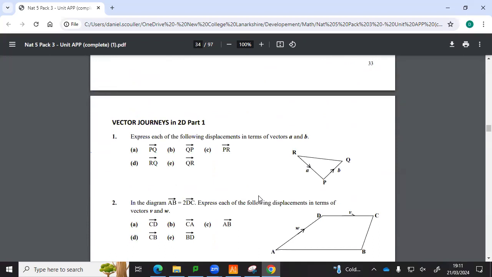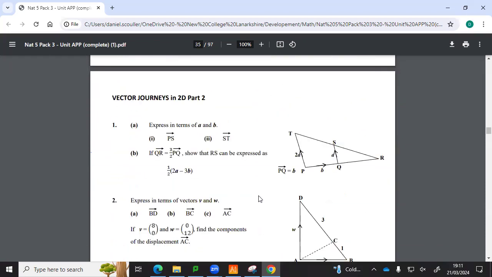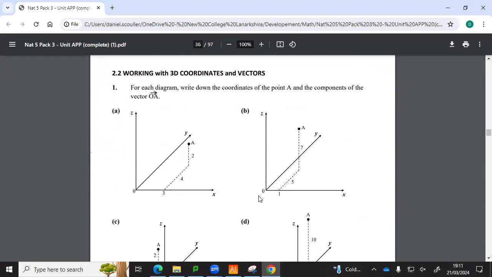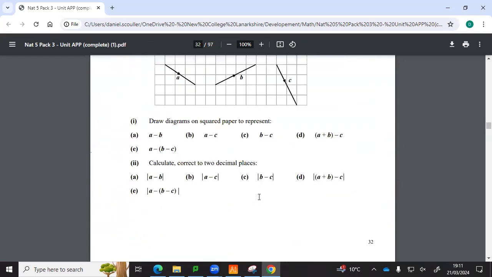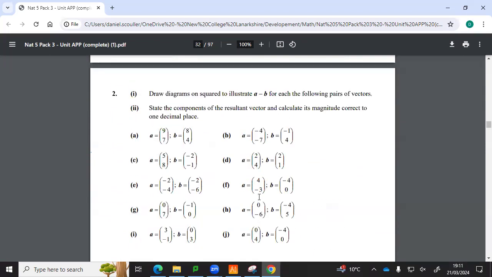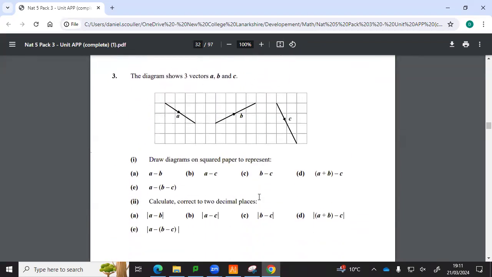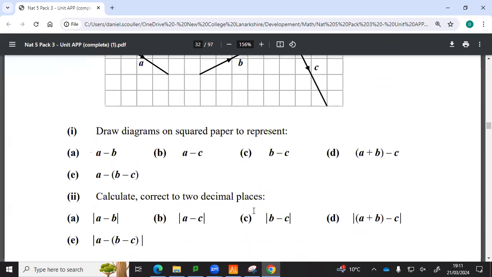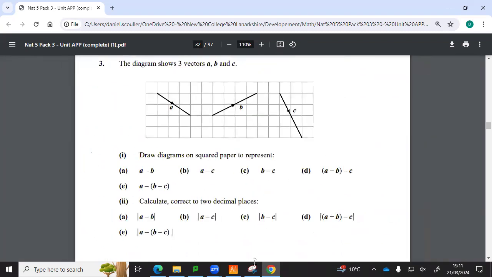Vector journeys. Question one, do you want to draw? State the result. Why those questions?